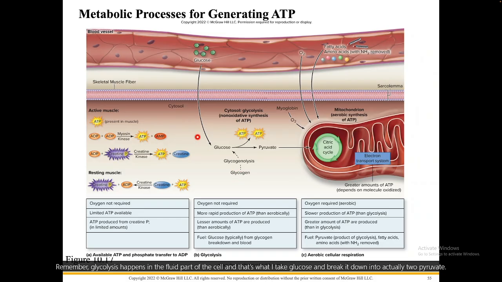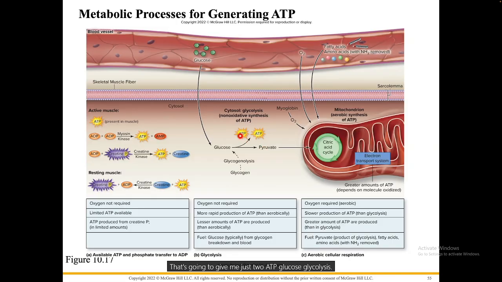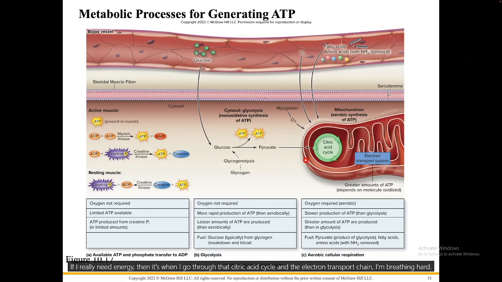Remember, glycolysis happens in the fluid part of the cell, and that's when I take glucose and break it down into 2 pyruvates. That's going to give me just 2 ATP. Glucose, glycolysis. Still not breathing hard, but I'm outside of the mitochondria. If I really need energy, then that's when I go through the citric acid cycle and the electron transport chain.